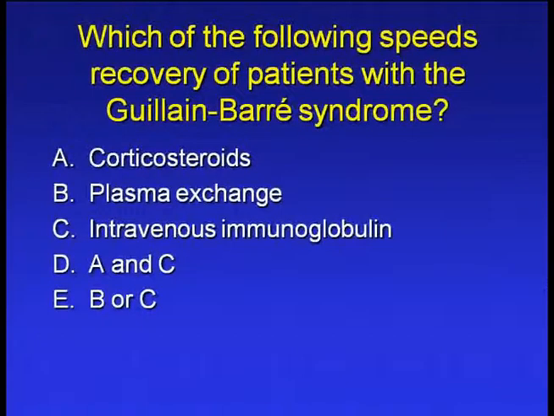And I'm sorry to tell your French teacher that this guy pronounced his name Guillain. So A, steroids; B, plasma exchange; C, intravenous immunoglobulin; D, A and C, so corticosteroids and IGIV; or E, B or C, either plasma exchange or intravenous immunoglobulin. So pick A through E here.